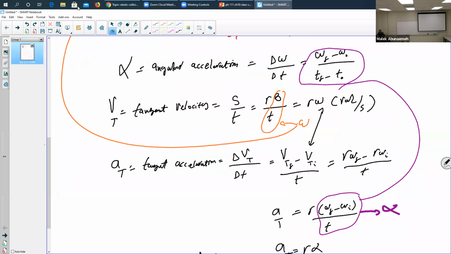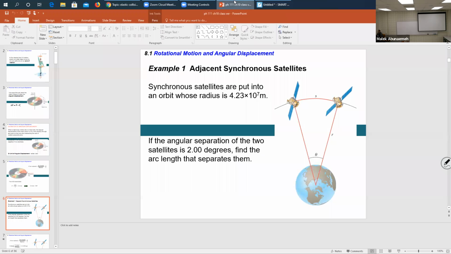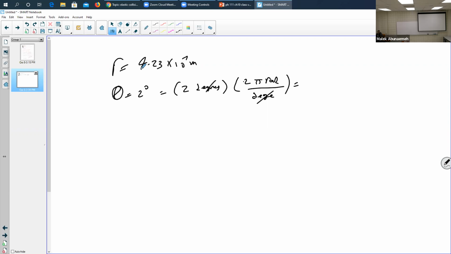All right, I'll go ahead and solve it. Your radius is how much we say? 4.23 times 10 to the 7th meters, and your theta is 2 degrees, right? You convert it, so it's 2 degrees multiplied by 2 pi radians per 360 degrees. 2 pi radians is 360 degrees. So you get 4 pi over 360.